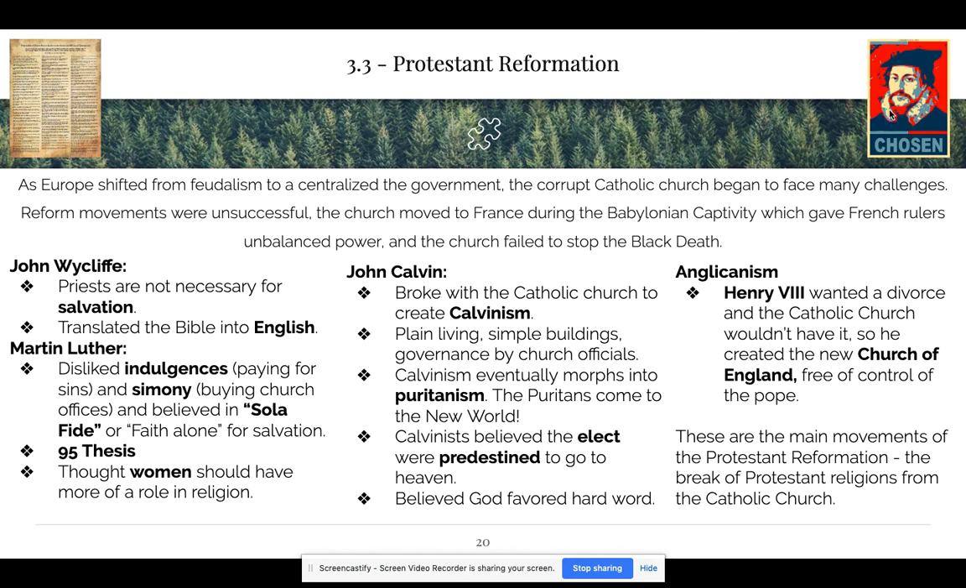This picture up in the top right is to sort of signify he believed that there were the predestined, those that were the elect, were predestined to go to heaven. So you were born already either going to heaven or not. So sorry about it to the people that aren't. And he believed that God favored hard work, not word.